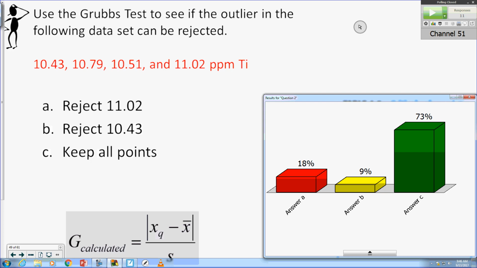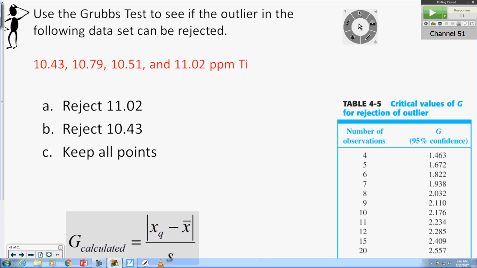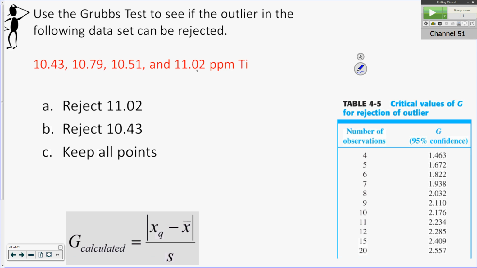Most of you went with answer C. Some people said A. Some people said B. So let's just figure out what the questionable point is first. What might we reject? So A says, is this the outlier? If I look at its nearest neighbor in the data set, it's 10.79, and that's a difference of 0.12. The thing I would think about is the nearest neighbor. So the distance to the neighbor, delta to the neighbor, is 0.21.